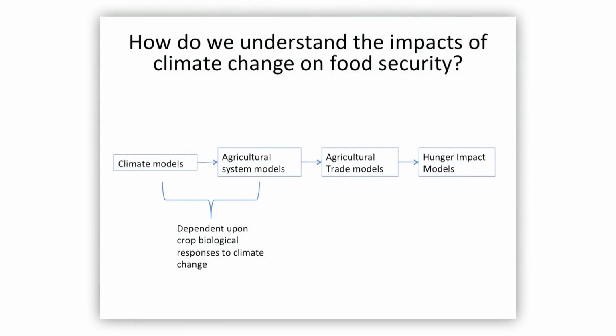And then you can link that to a trade model, because obviously production is very tied into how much countries are willing to trade and what the value of that will be. And then link that to a hunger impact model. You'll probably talk about each of these steps at some stage during the next 3 days, but I'm a plant physiologist in training, so I'm going to start with this first step, which is how does climate impact crop production? What direct effects does climate have on a plant's ability to grow and produce grain for consumption?